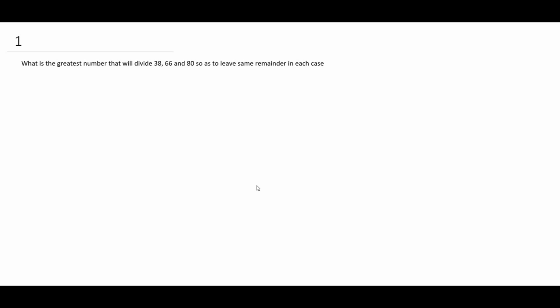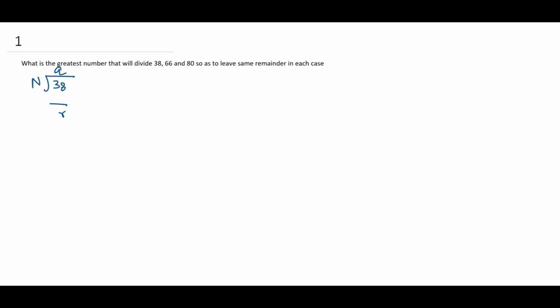What is the greatest number that will divide 38, 66 and 80 so as to leave the same remainder in each case? Let that number be capital N. Now if this N divides 38, there will be some quotient and some remainder. So we can use Euclid's division lemma over here.